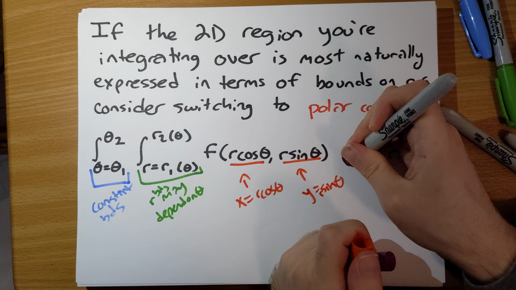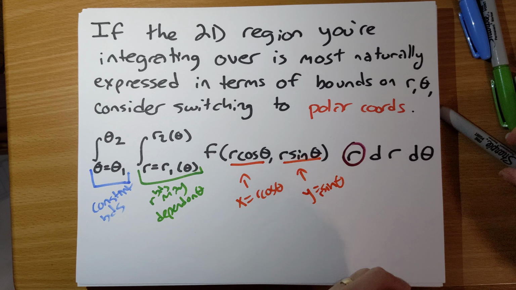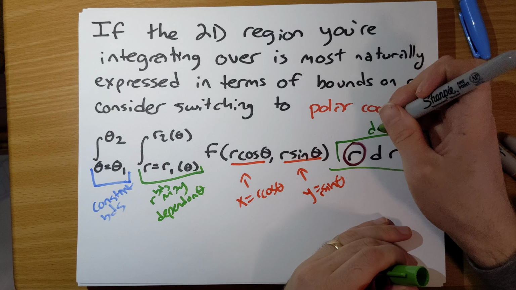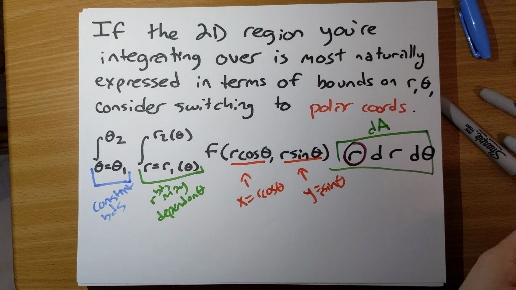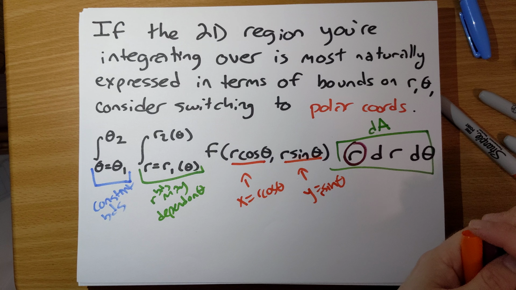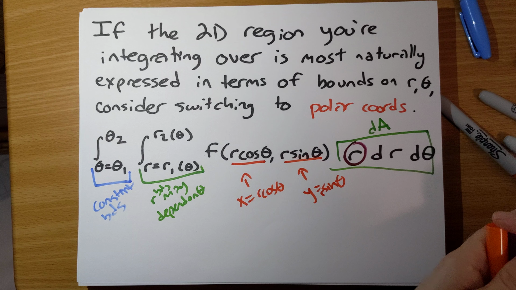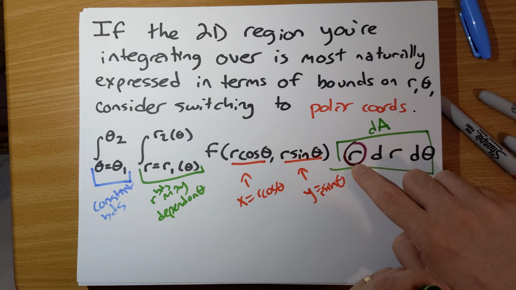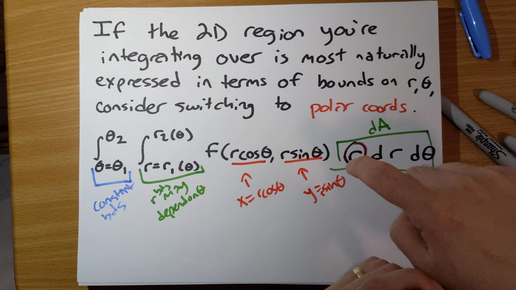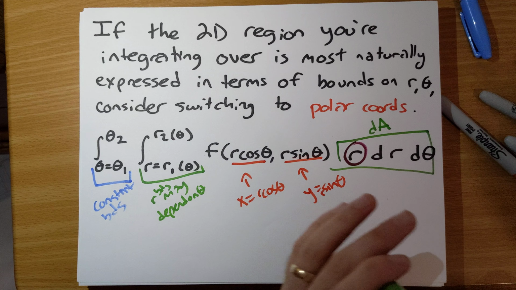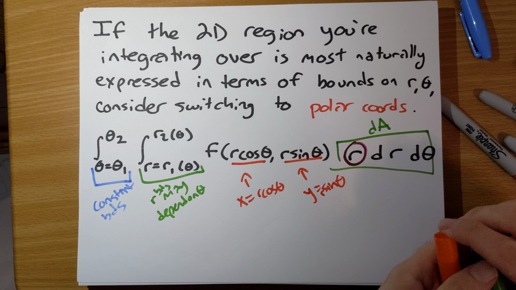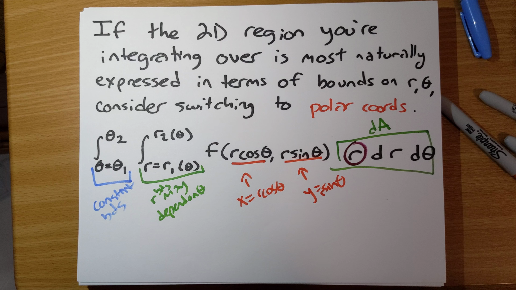And then we throw in an extra factor of r here. Our dA means a little chunk of area. We usually replace dA with dx dy or dy dx. But when we do it in polar coordinates, we throw in an extra factor of r here. So it's not dr d theta, it's r dr d theta. We'll talk about why in a future video; there's a slide that will say why we throw in an r.